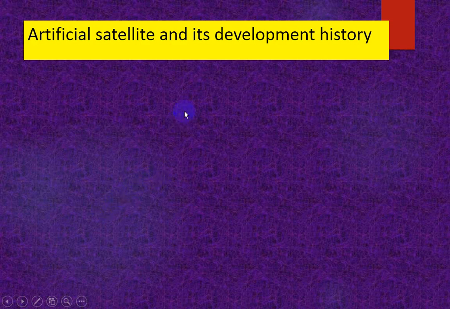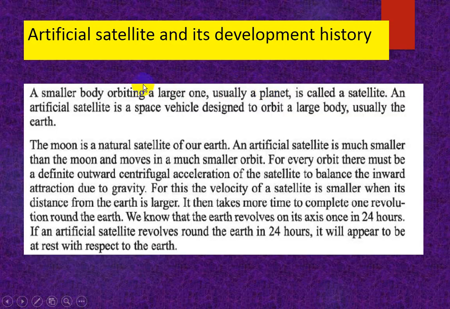Artificial satellites and their development history. A satellite is a smaller body orbiting a larger one. Usually a planet's moon is called a satellite. An artificial satellite is a space vehicle designed to orbit a large body, usually Earth. The moon is a natural satellite of our Earth. An artificial satellite is much smaller than the moon and moves in a much smaller orbit.